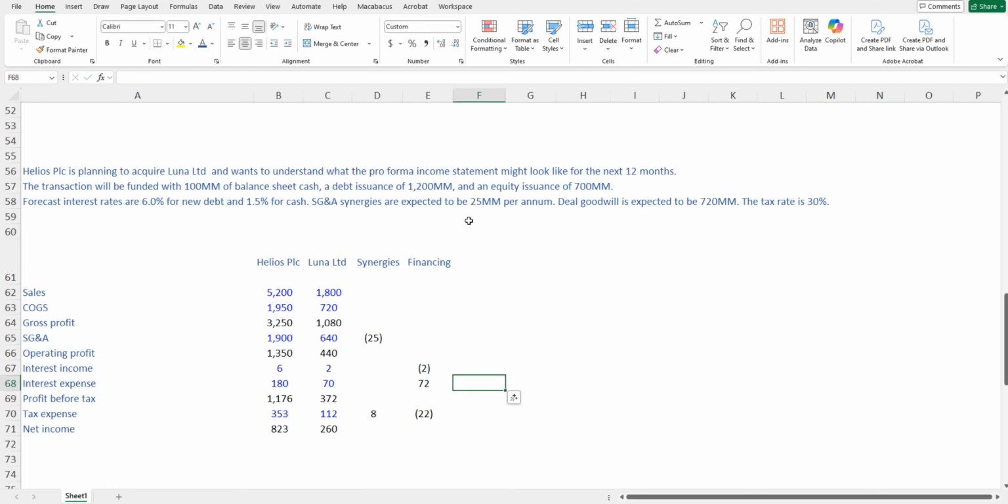You pay lower tax because you earn less, right? Now we can combine them together. I can combine the sales, cost of goods sold, SG&A, interest income, interest expense, tax expense. And I copy the formula here, gross profit, and then operating profit, profit before tax, and that's your final net income of the consolidated income statement, right?